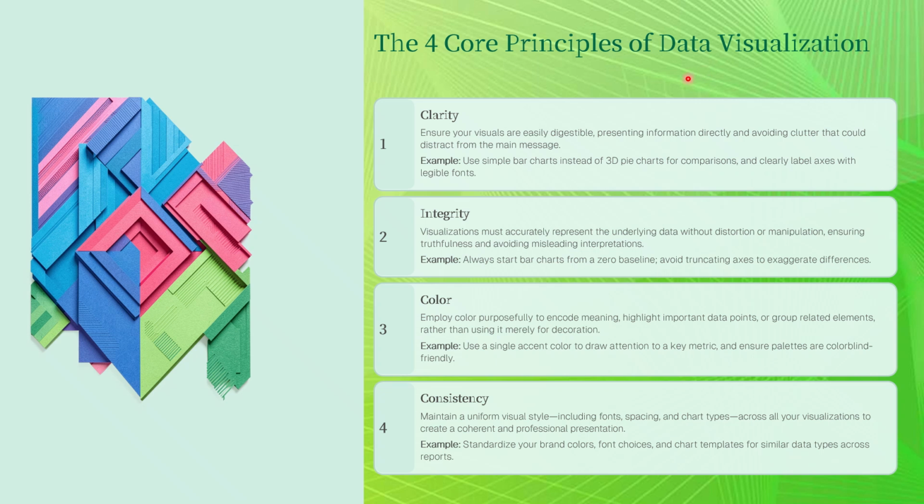First, four core principles of data visualization. The four core principles of data visualization are clarity, integrity, color, and consistency. Clarity means ensure your visuals are easily digestible, presenting information directly, and avoiding clutter that could distract from the main message. For example, instead of using 3D pie charts, use simple bar charts to compare the data.